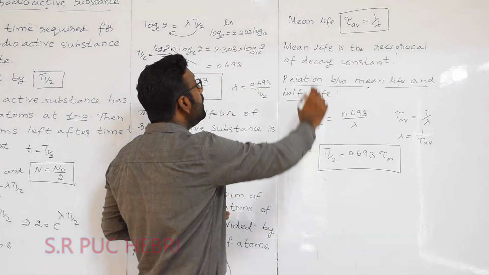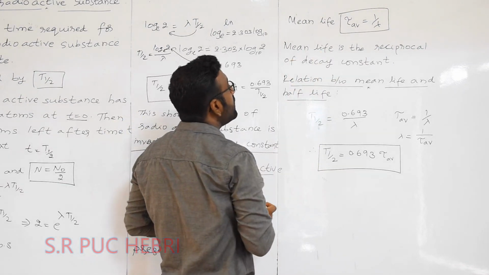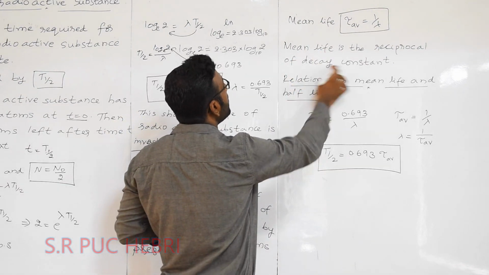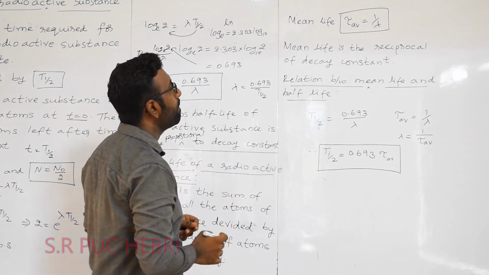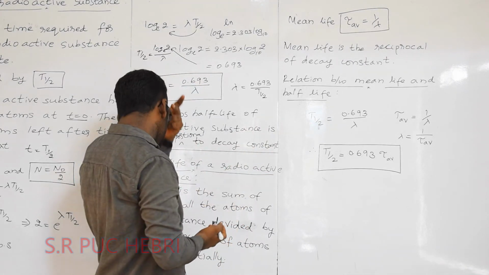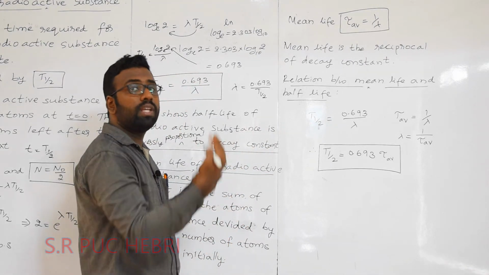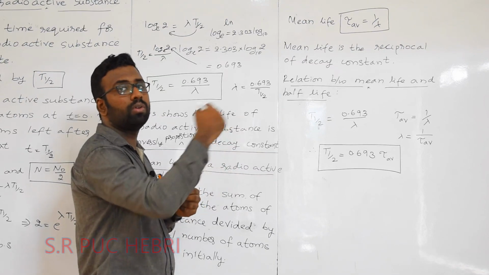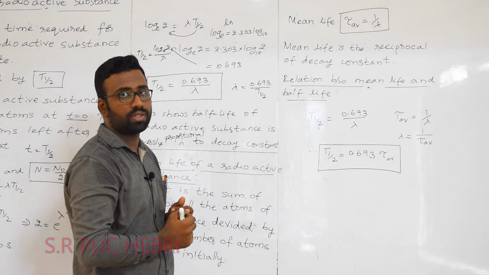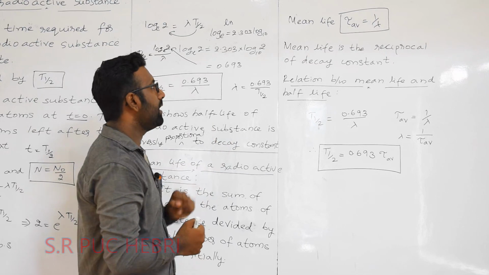Okay, mean life is the reciprocal of the decay constant. If you want to find the mean life, you can just divide 1 by the decay constant value. So you are going to get the mean life.